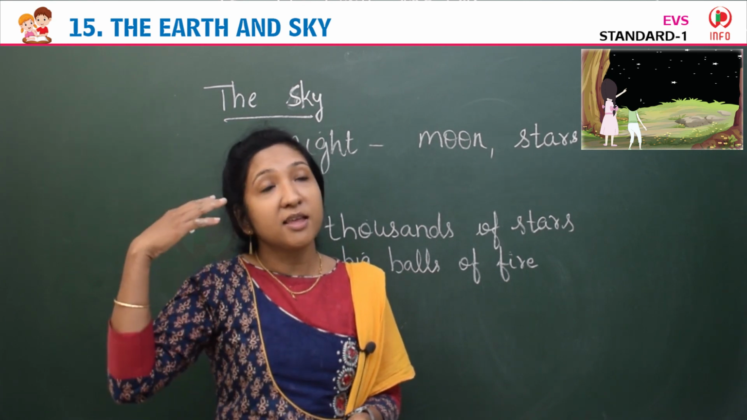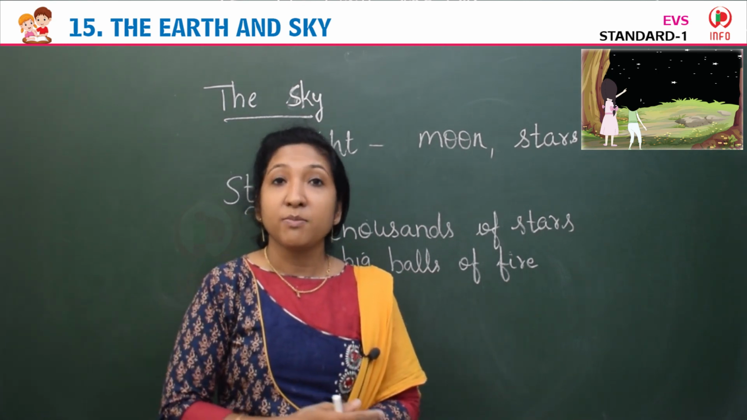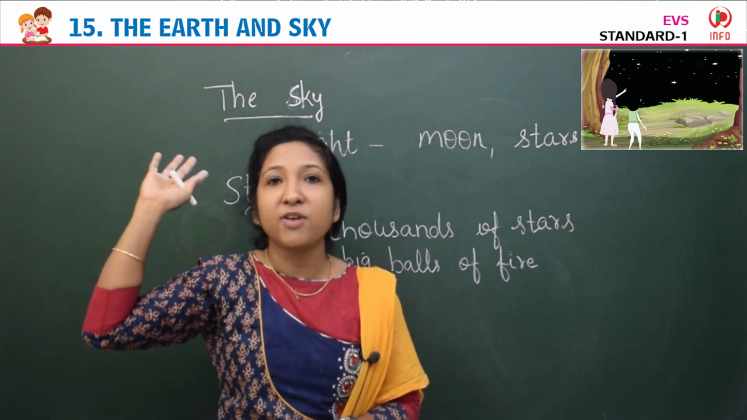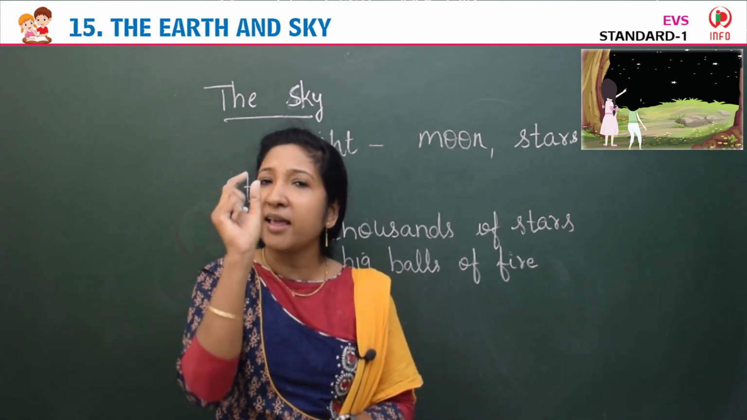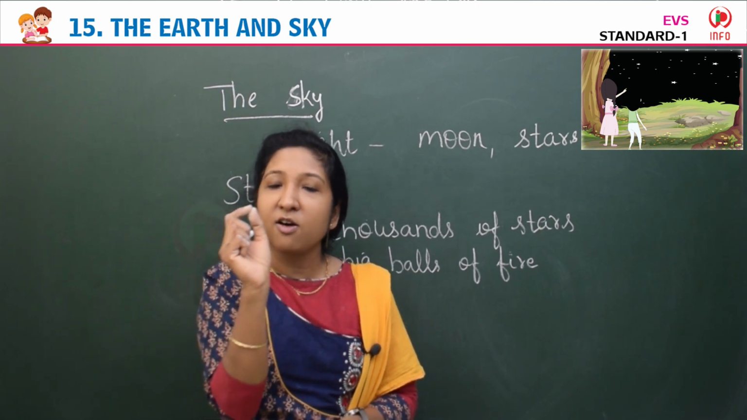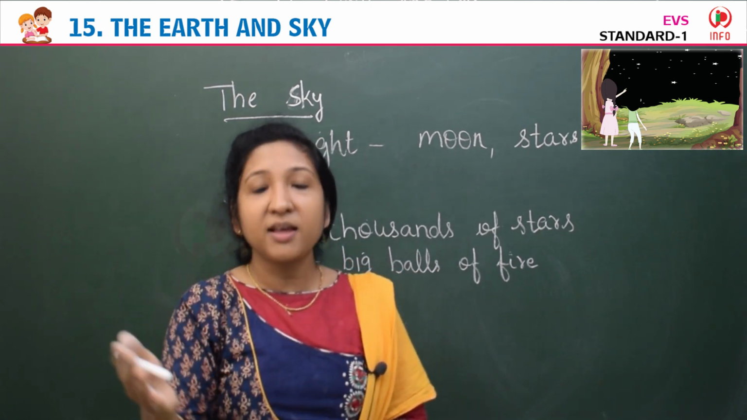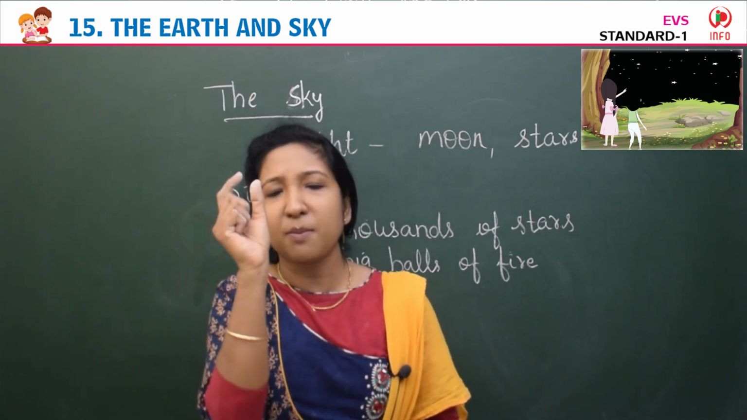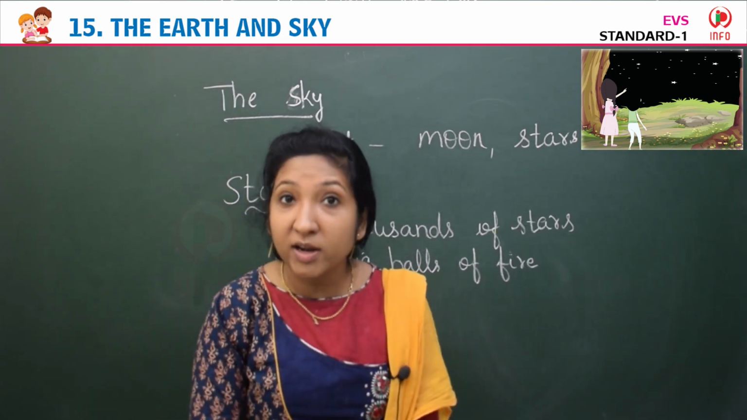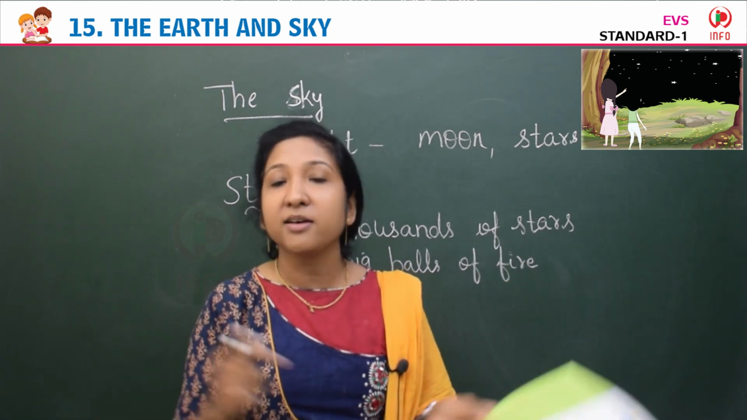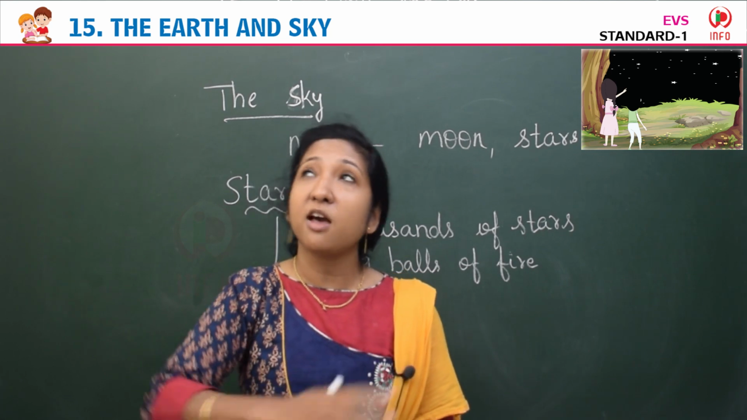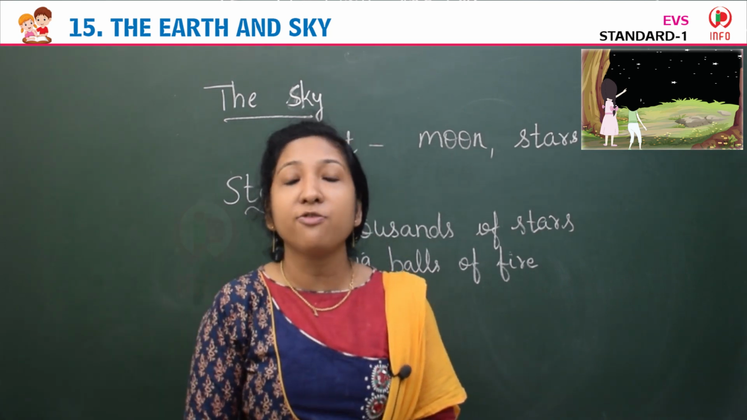How can you say that they are big? Because they are very far away from us. That's why they appear like tiny dots or small. It appears like that because it is very far away from us. But actually, stars are very big. Star size is big actually, and they look small because they are very far away from us.